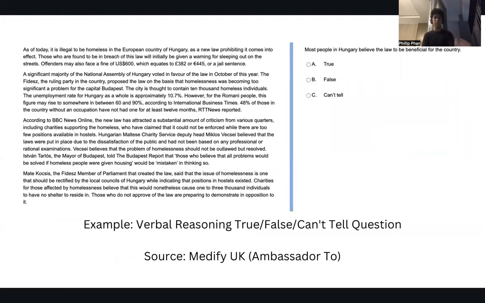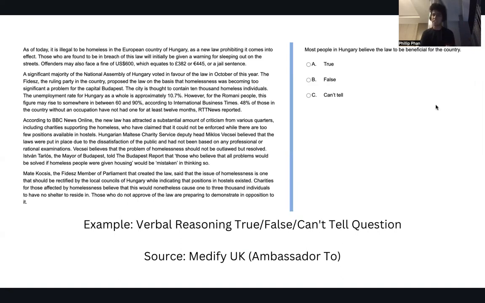For the true, false, can't tell question, you have your text, obviously, and then you have right here, as you can see on the right of my screen, a statement with true, false, or can't tell as your answer option. You can see it's not a question. It's not asking what year this person passed away, or what year this plane took off, or what year this person was born. It's just a pure statement. Most people in Hungary believe the law to be beneficial for the country. A pure statement. And then you have true, false, and can't tell for that. Later I'll discuss exactly what those mean.